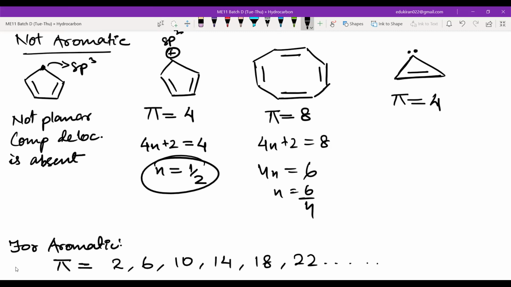And only if all the criteria are met, that means it should be a ring, there should be resonance with complete delocalization of electrons, and it should be planar. After that, you check the number of pi electrons. If there are 2, 6, 10, 14, 18 or 22 electrons, then it is an aromatic molecule. If it is anything other than these, then it will not be an aromatic molecule. Write this down. Let me know if you're done.